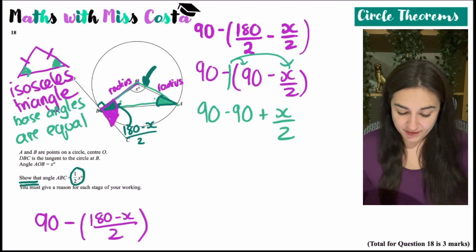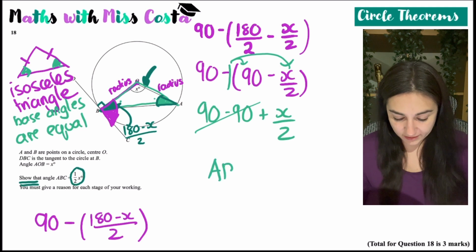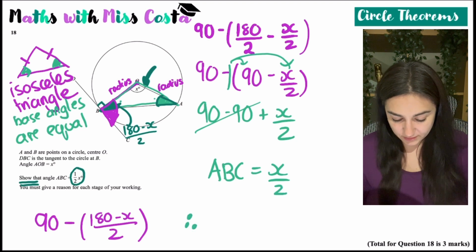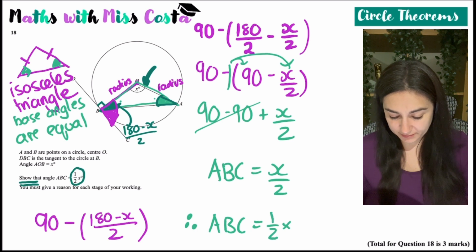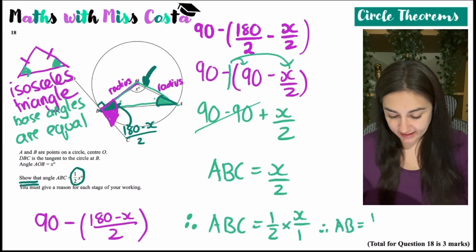And then just simplify the expression even further. 90 take 90 simplifies to 0. So therefore angle ABC must equal x/2, and x/2 I can write as a half times by x/1. So therefore angle ABC equals a half x.